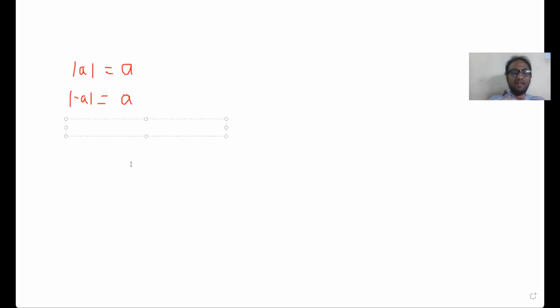Keep this thing in your mind: absolute value always gives positive value. I hope you get the point. Absolute value always gives positive value, so it never gives the negative value. I'll give you a few more examples.